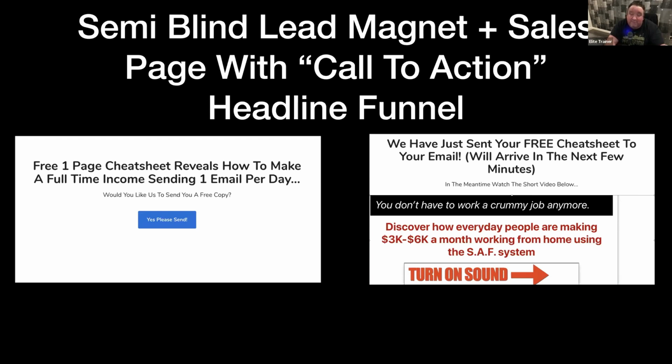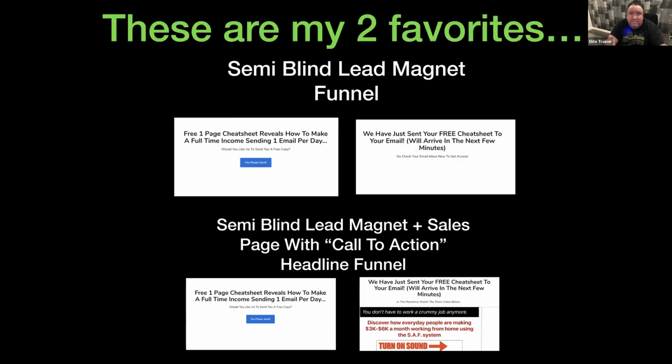So I'm a big fan of this one, right? These are my 2 favorite, just so you know. There's the semi-blind lead magnet funnel, which is just, hey, here's the cheat sheet. They land on the thank you page. We then send them the cheat sheet, and all they can do is go check their email. We're going to talk about what happens once the email arrives here in just a second. Then there's the semi-blind lead magnet plus the sales page with the call to action headline funnel, which we're going to be creating for you as well.